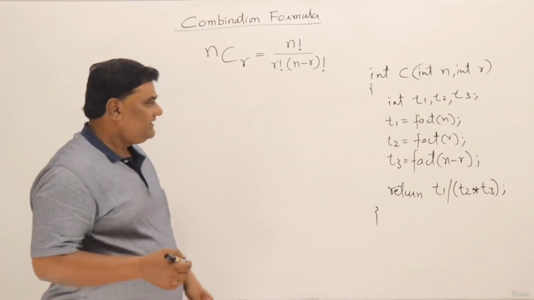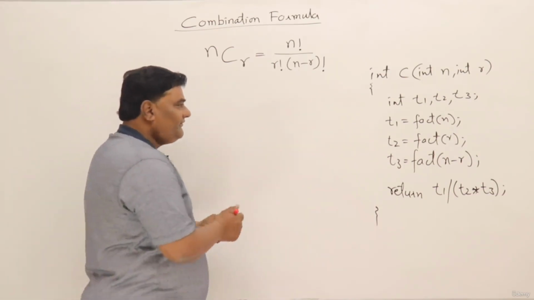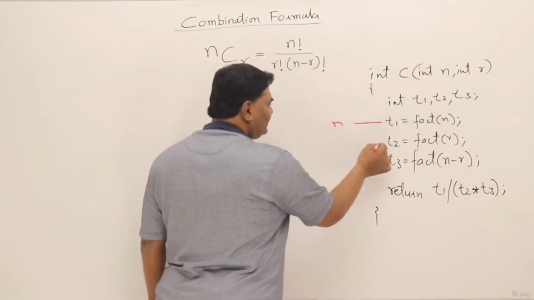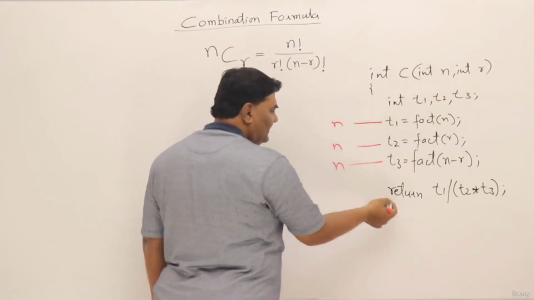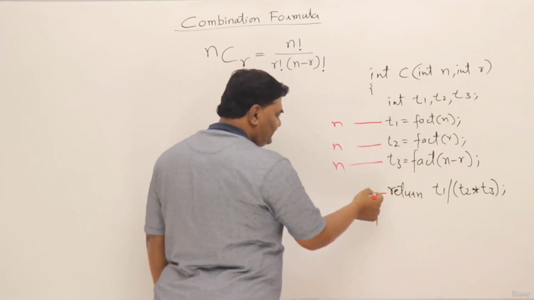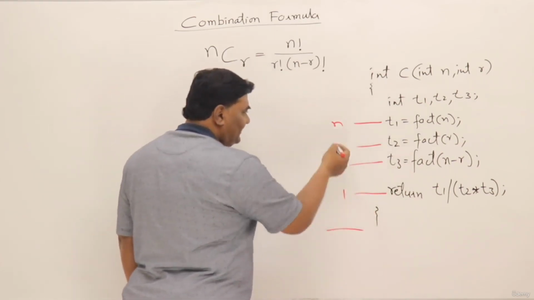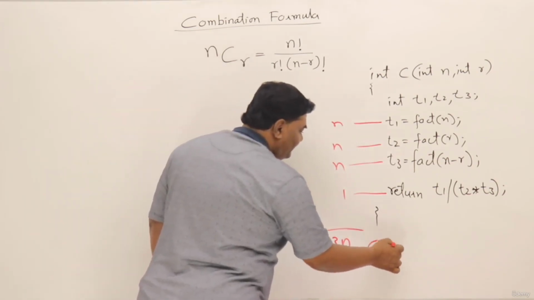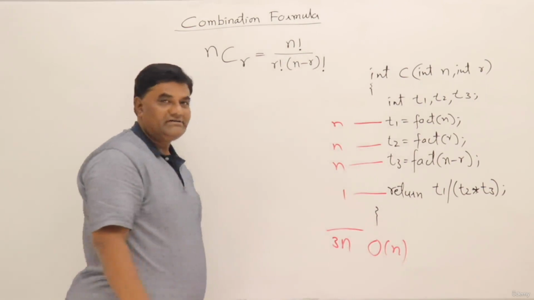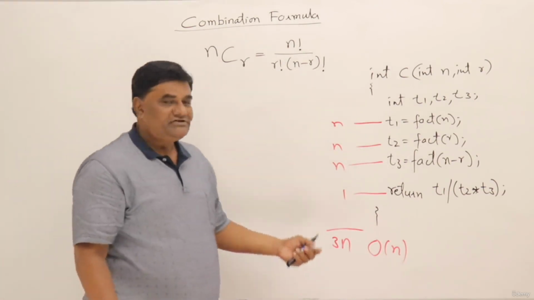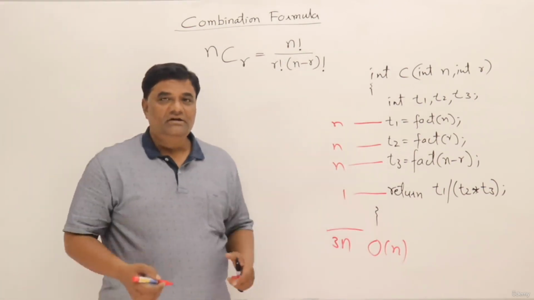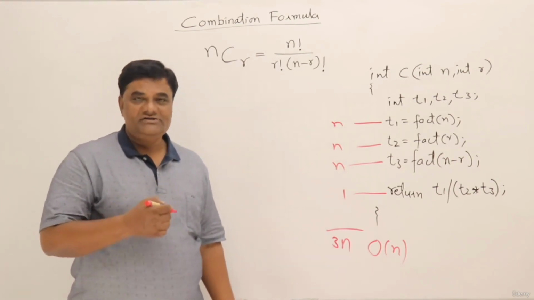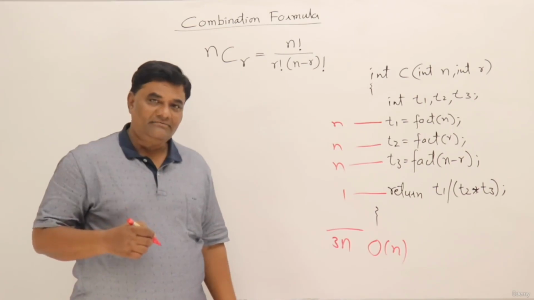How much time is it taking? The factorial function we have already analyzed, and it is taking order of n time, and this is also order of n, and this is n, and this is a simple statement, so it's constant time, so we can ignore that. So it is 3n. 3n means it is order of n, means the degree of the polynomial is n. So the time taken by this function is n. It's a simple function. That's all. We can write a simple function for finding a combination value of given n and r.